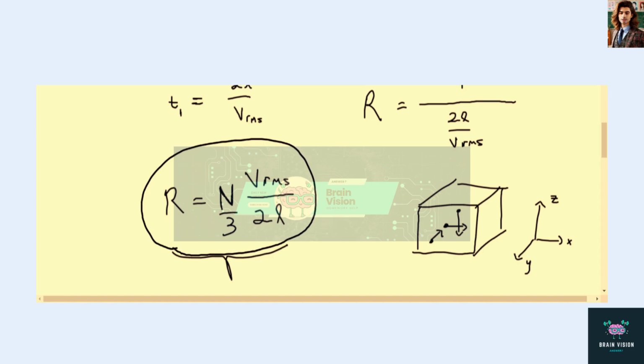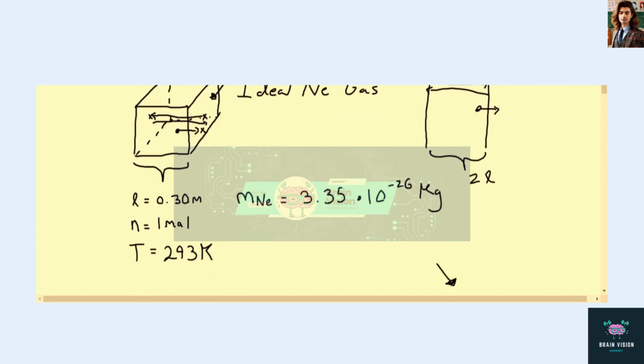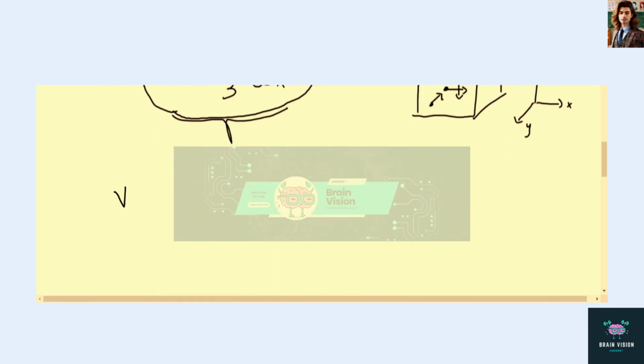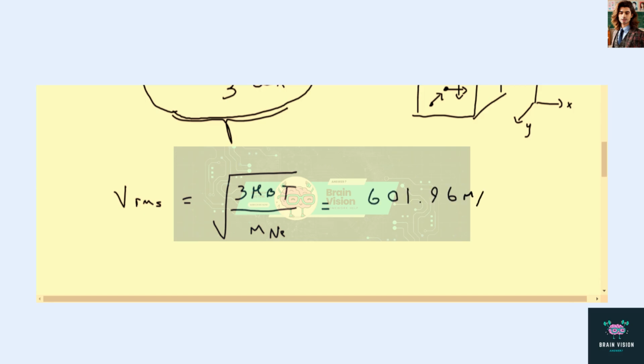So now all we have to do is just plug in all of our values. So we still have to calculate the RMS speed and the total number of molecules. Since we don't have big N, we have little n, the total number of moles. So let's go ahead and do that. So if we plug in all of our numbers for VRMS, remember VRMS is the square root of 3 kBT over the mass of neon in this case. We're going to get 601.96 meters per second.